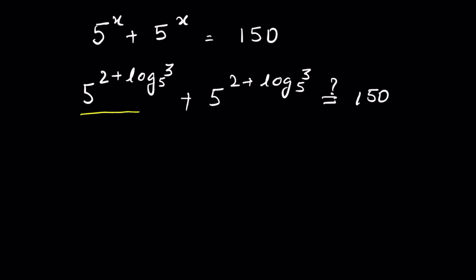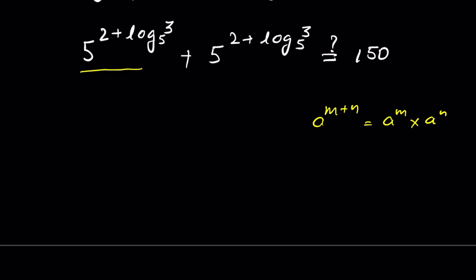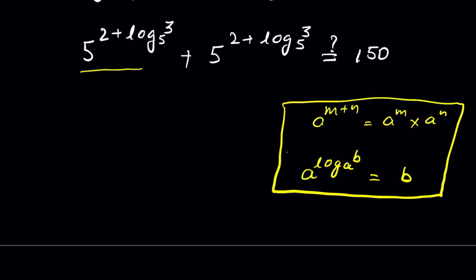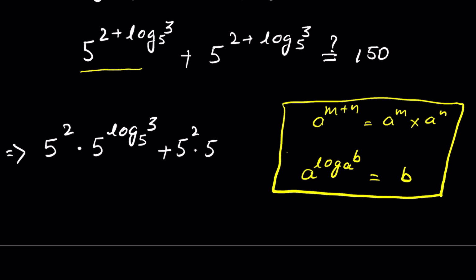Now this is in the form of a raised to the power m plus n, and it is equal to a to the power m times a to the power n. Also, the rules for logarithm say when there is a to the power log b with base a, the value is equal to b. So we are going to use these two. So it will be 5 to the power 2 times 5 to the power log 3 with base 5 plus 5 square times 5 to the power log 3 with base 5.